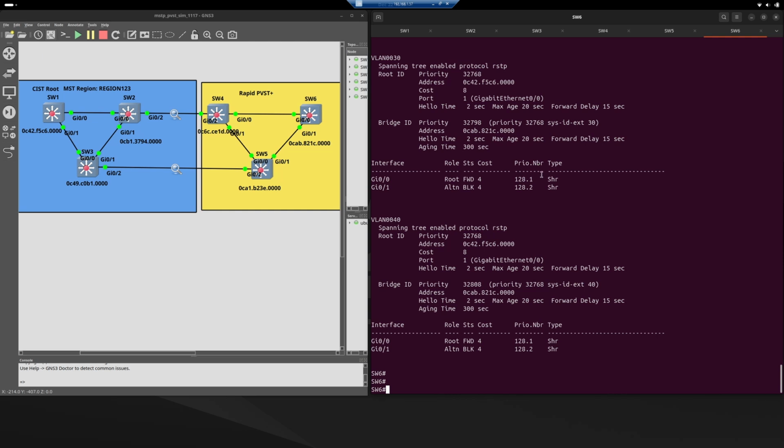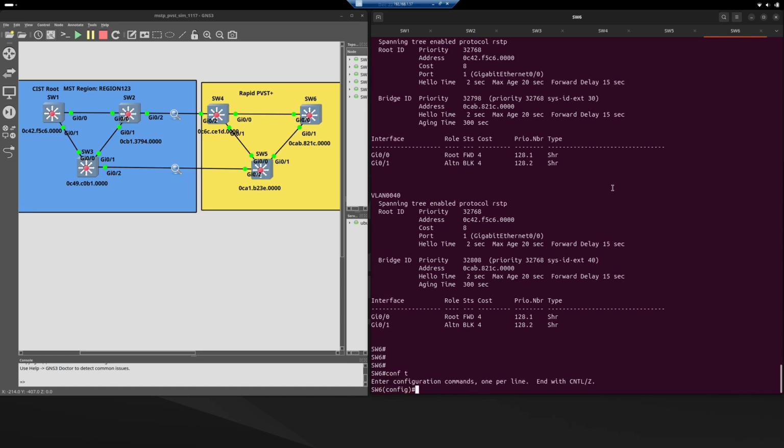So if I make the priority lower than 32,768, the PVST simulation failure should be triggered on both switch 2 and switch 3. And these ports, G0/2 on both switches, will be blocking. So let's choose a switch and VLAN, switch 6, for example.